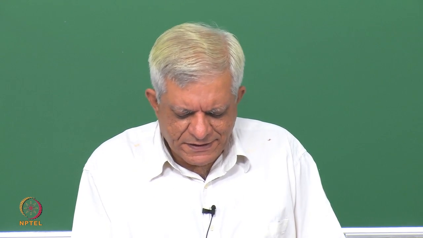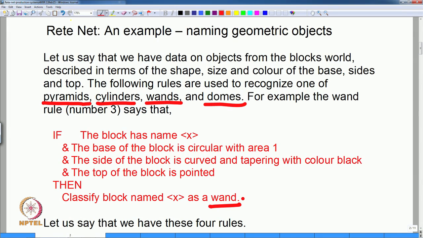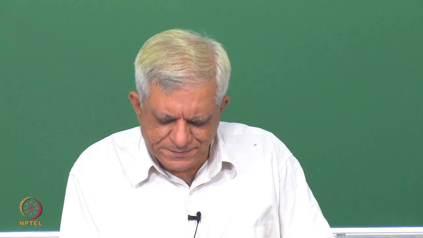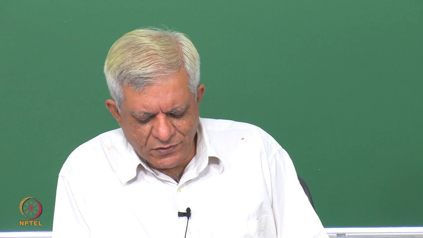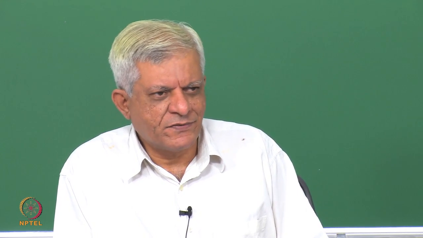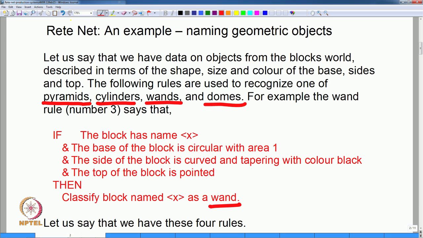So, for example, a rule for identifying a van, as you can see in this red page here, says that let us say every block has a name. So, we want to classify a block. Block A is a van, block B is a cylinder or things like that. So, the rule for van says that the base of the block must be circular with an area of size 1 in some units. The side of the block is curved and tapering, and it has color black, and the top of the block is a point. If we have a block of this type, then call it a van essentially.